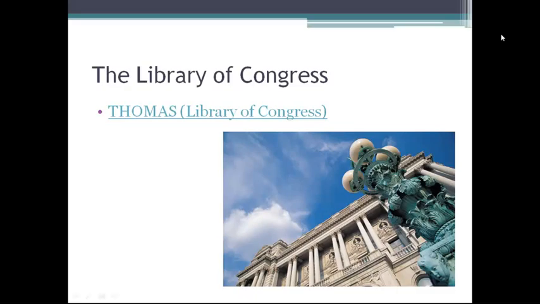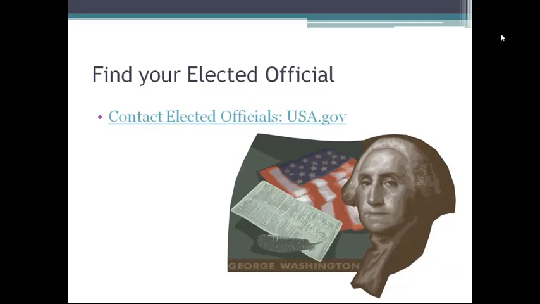In the spirit of Thomas Jefferson, you can find legislative information in the Library of Congress. So if you search using healthcare, you can see how many different acts are currently listed. And this is an excellent, excellent website to use. USA.gov allows you to easily find an elected official and contact them. So again, if you're very interested in politics as a nurse, this is another excellent website.